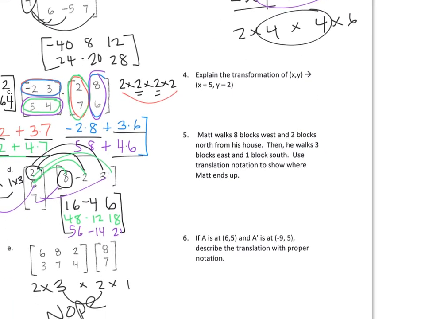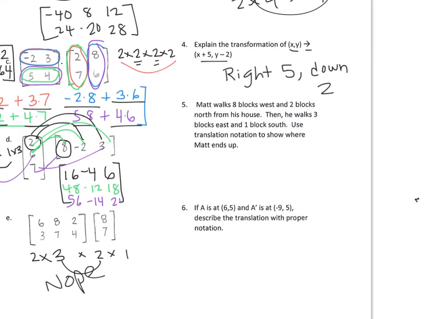Okay, number 4, explain the transformation. This is the notation that we have for transformations. This is meaning that you're going right 5 and then down 2.